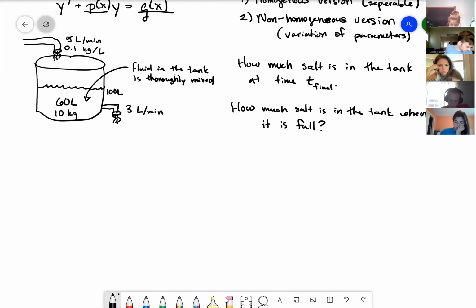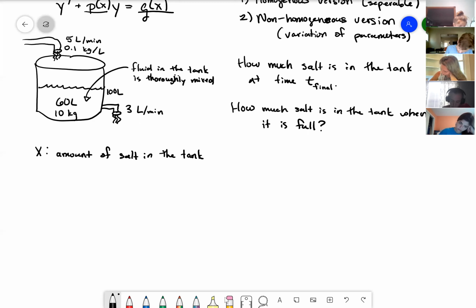How do we set this up? Oftentimes in textbooks they'll write this. Well, let's specify what our terms are. So X is going to denote the amount of salt in the tank. This is in kilograms. And then T is going to denote time elapsed, and that's going to be in minutes.